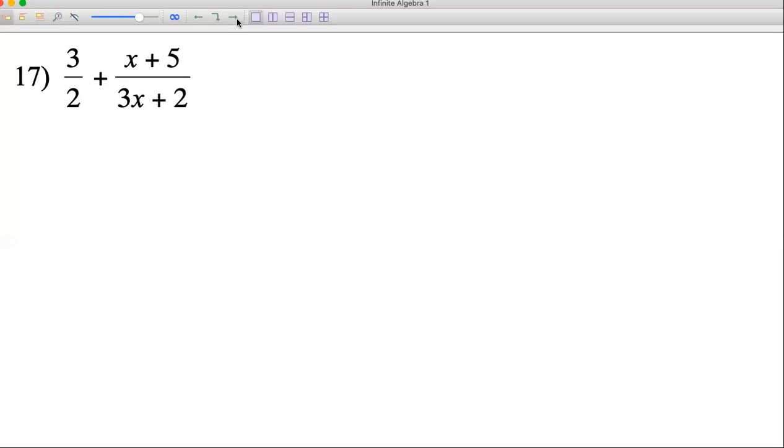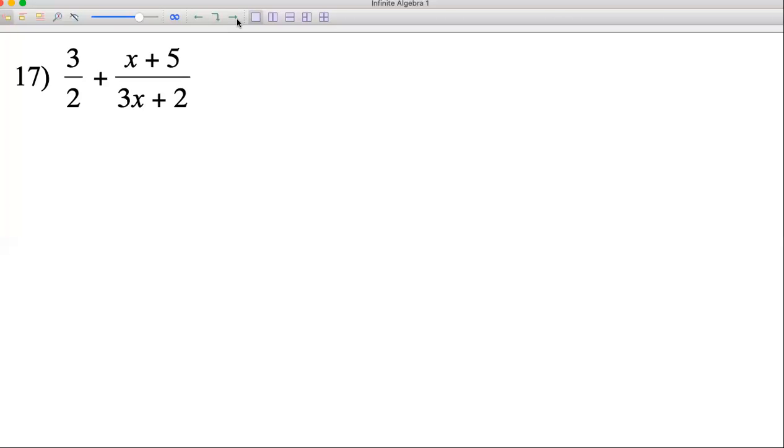All right, first fraction is 3/2. What's missing? 3x plus 2. It's missing a 3x plus 2, so I'm going to multiply top and bottom by 3x plus 2. Second fraction is x plus 5, over 3x plus 2. What are we missing? So I need to multiply top and bottom by. I can do both of those really quickly. By the way, this is the first one. So multiply, what do you get?